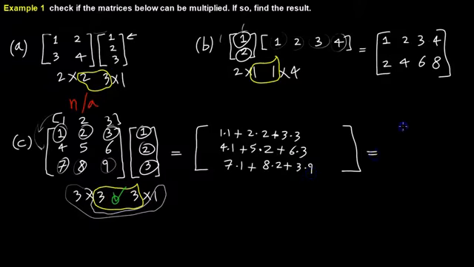Now I'm going to simplify that into one 3 by 1 column vector. The first entry is 1 plus 4 plus 9, which is 14. Then I have 4 plus 10 plus 18, so 4 plus 10 is 14, plus 18 is 32. And lastly, we have 7 plus 16 plus 27, so 7 plus 16 is 23, plus 27 is 50.